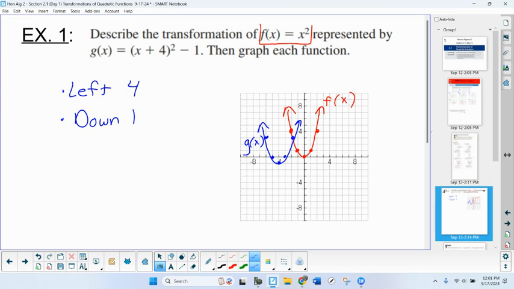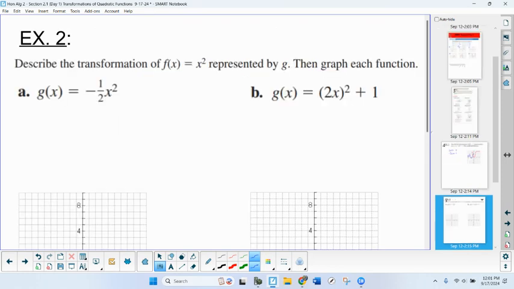So I really don't have anything new to teach you that you've done. Have you done that? Yep. Okay. Let's look at another one. Am I going too fast or are we good? Good? Okay. Describe the transformation, graph each function.